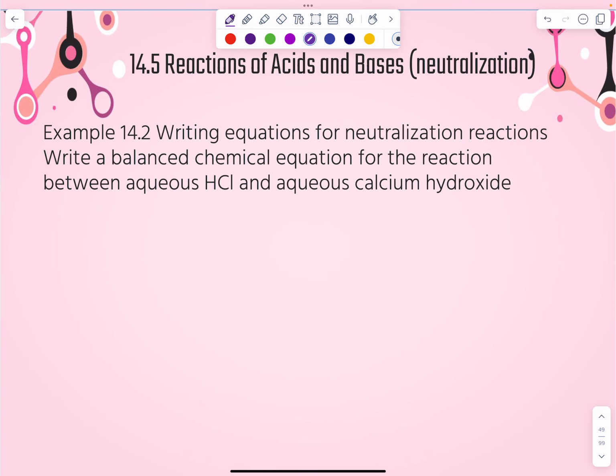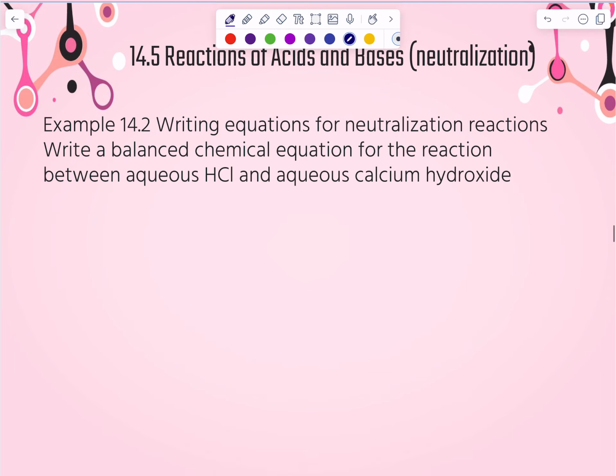So example 14.2 is just to do the same thing that we just did, but write the balanced chemical equation between HCl aqueous and calcium hydroxide. Calcium is a 2 plus ion. Hydroxide is a 1 minus ion. So pause the video here, try and get an answer for this, and then restart it and see how you did.